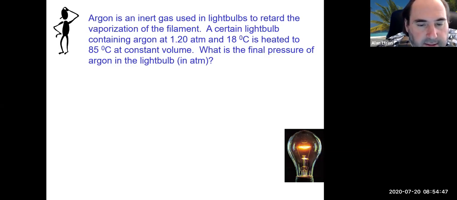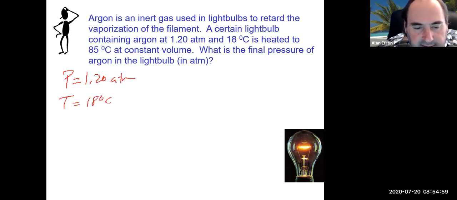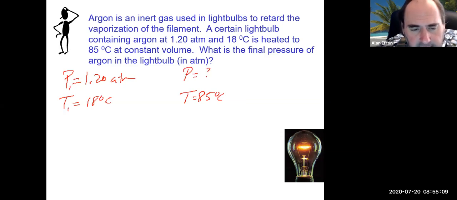All right. So on this one, again, if we pull up the information, we've got 1.2 atmospheres. So that is a pressure. It's at a temperature of 18 degrees Celsius. It's heated to 85 degrees Celsius. And we're looking for a final pressure here.